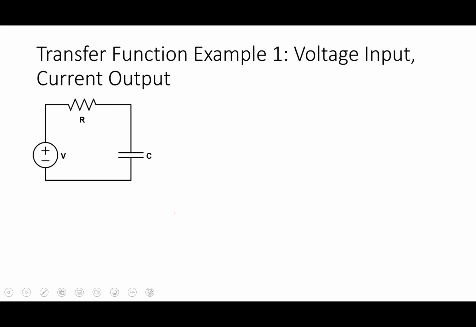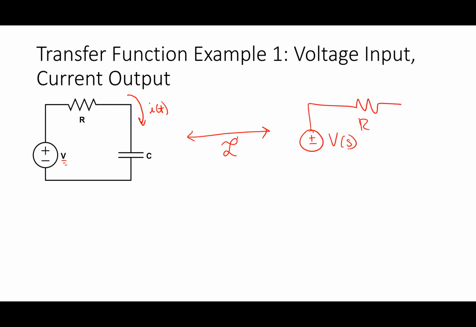Now I could instead say, what if what I was really interested in is my output, if I applied a particular voltage, I want to know what the current I of t is here. Well, if that's the case, I'd go through my general approach. I'd convert everything to the Laplace domain. Over here I have V of S. Here I have R. Here I have 1 over SC again. And in this case, I'm interested in I of S, okay?